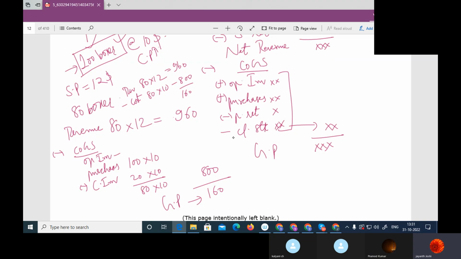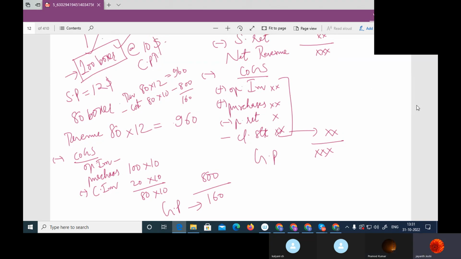And many students ask me why we deduct closing stock. Can you just explain the mechanism in detail? So I have explained the mechanism in detail. Just go through this. Just write in this format till here. I am moving forward fast.